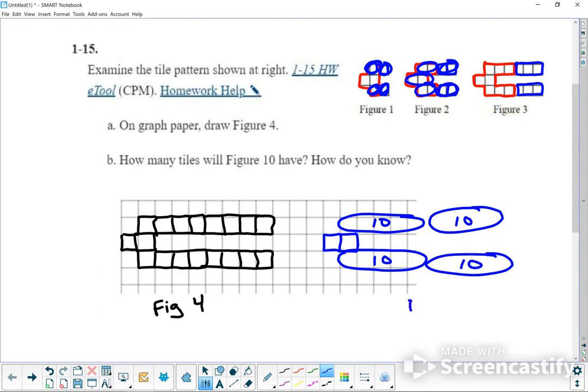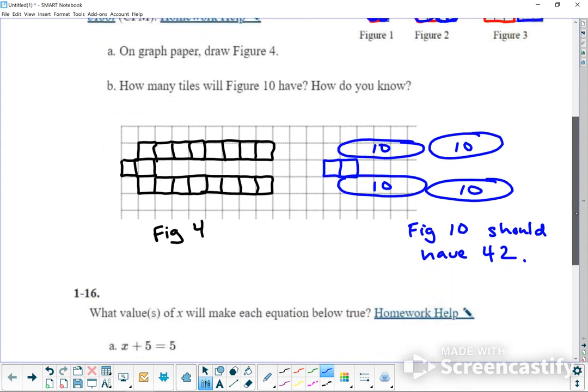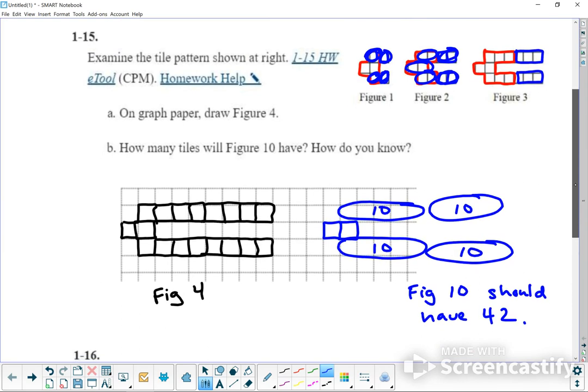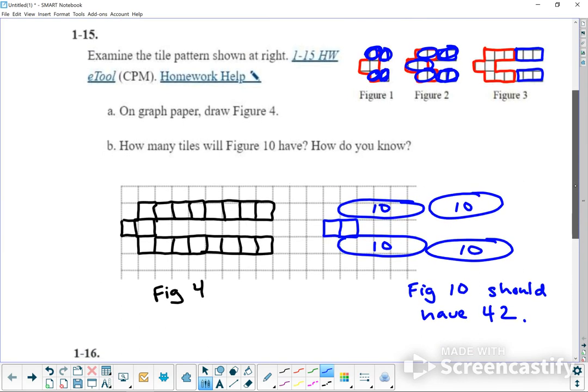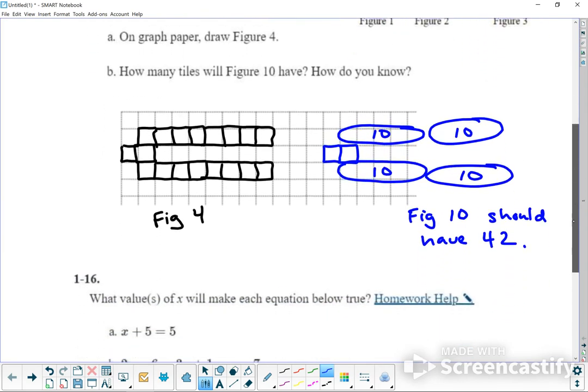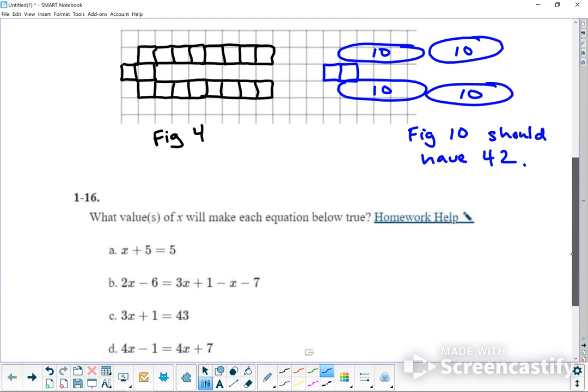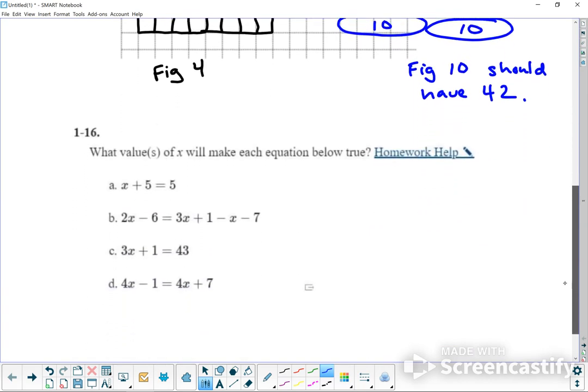Well, figure 10 should have 42. Okay. And we can use a table, but at the moment we're just going to go with what we have. We can use a table and try to figure out a pattern. And I think we figured out a pattern. It's just we haven't figured out an equation yet, but we don't have to do it in that one.